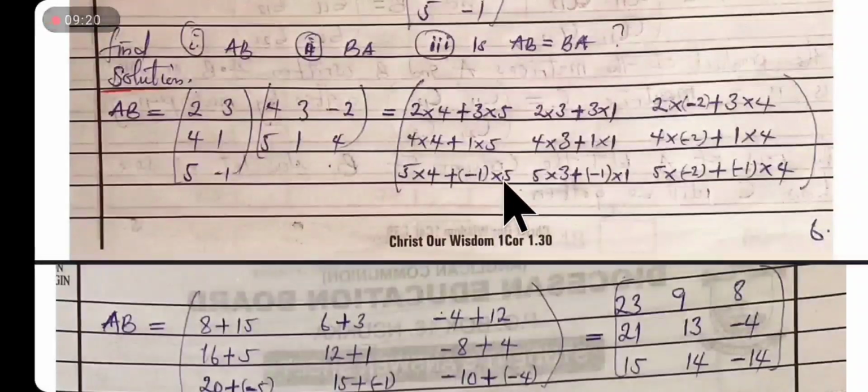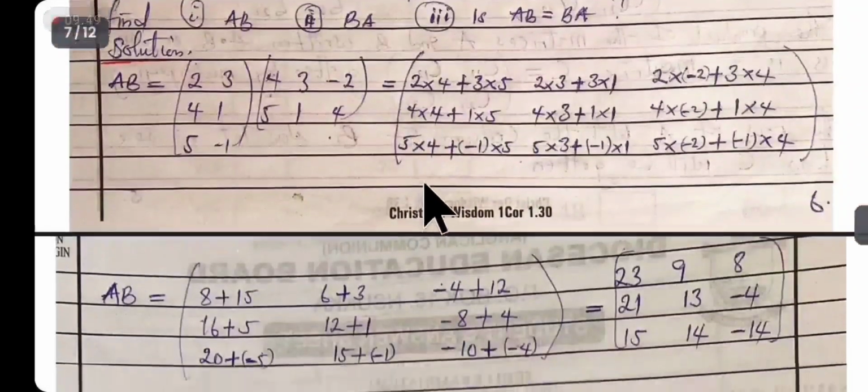This is what we have here. Okay, so 5 again times 3 plus minus 1 times 1 is what we have here. Then 5 times minus 2 plus minus 1 times 4 is what we have here. So this is how to get this. If you are able to get this, the other one is just an algebraic process.